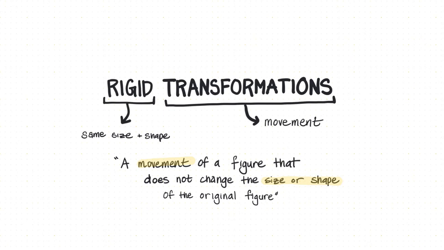Rigid transformations are when we take some type of movement and we maintain the same size and shape of a figure. So whenever I say rigid transformations, I'm saying what are a movement or a sequence of movements that I can apply to a figure such that it does not change the size or shape of that original figure. In geometry, we have three rigid transformations that we learn: reflections, translations, and rotations.